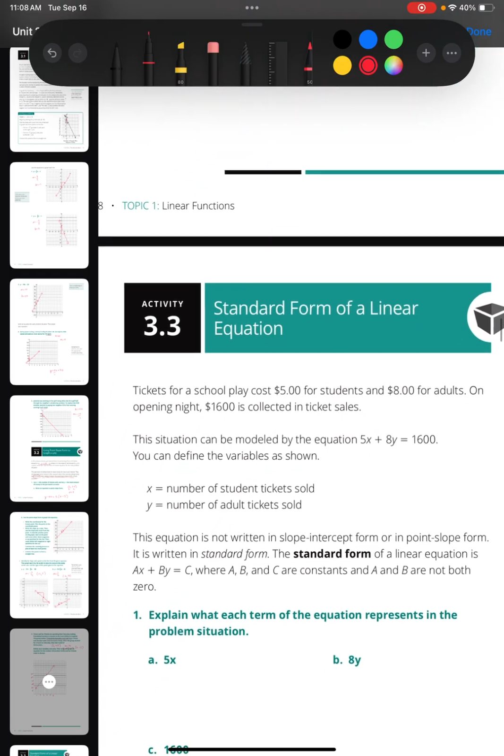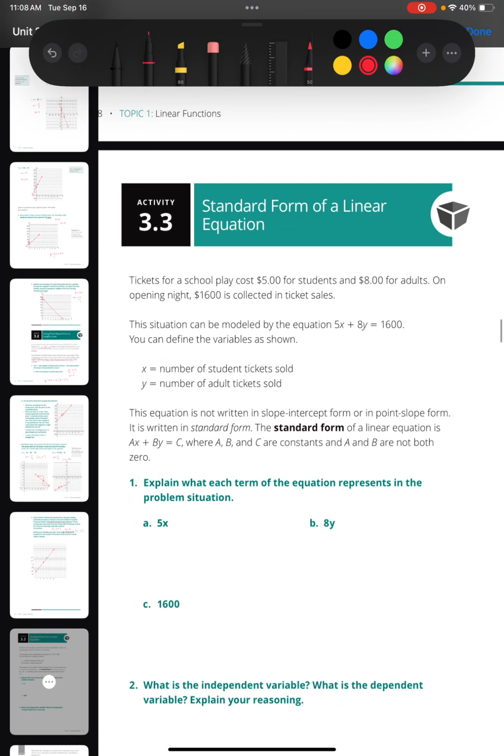All right, next page, standard form of linear equations. So they're giving us an example to start with here on activity 3.3. Tickets for a school play cost $5 for students and $8 for adults. On opening night, $1,600 is collected. So they gave us the situation modeled by 5x plus 8y, where x is the number of students, y is the number of adults, equal to our total of 1,600.